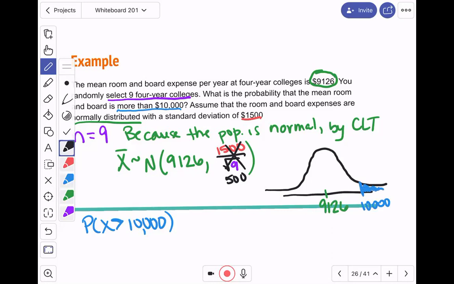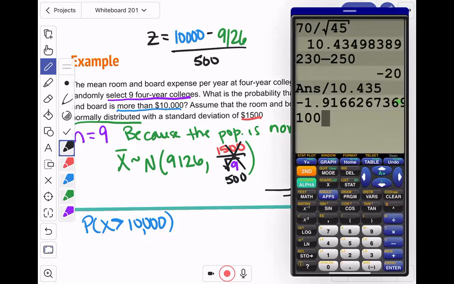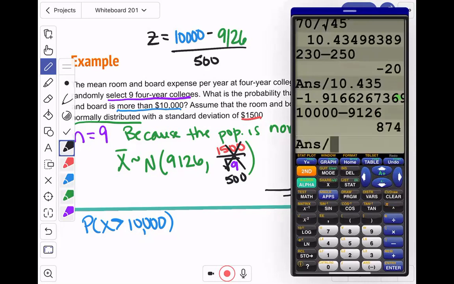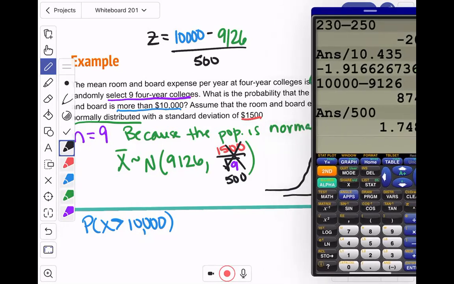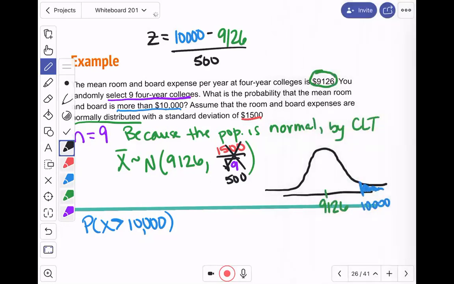So again, we can calculate a z-score. Z is equal to 10,000 minus 9,126 divided by the standard deviation, which is the standard error, which is just 500 now. That's equal to 1.748. So we'll say about 1.75.